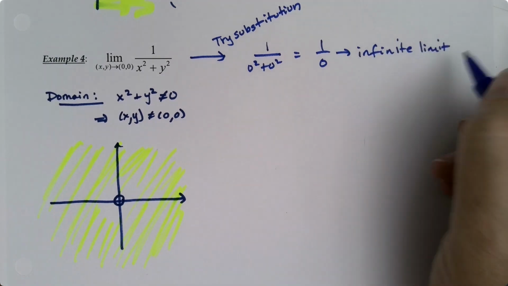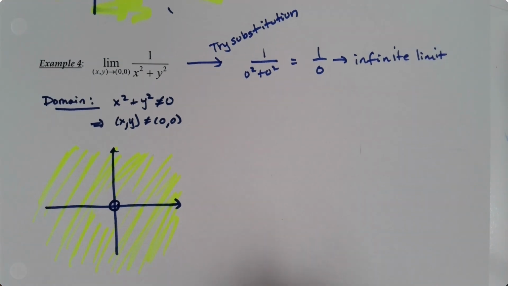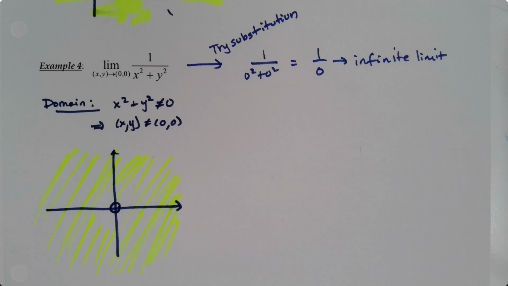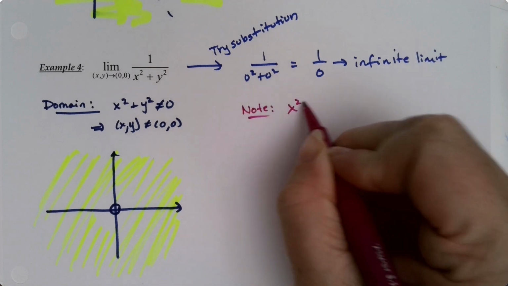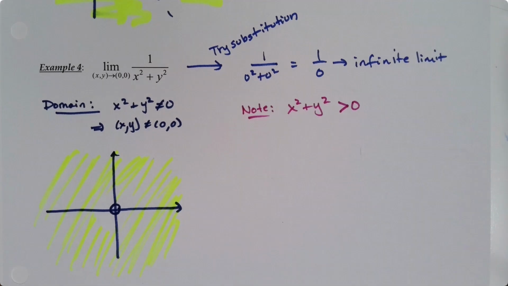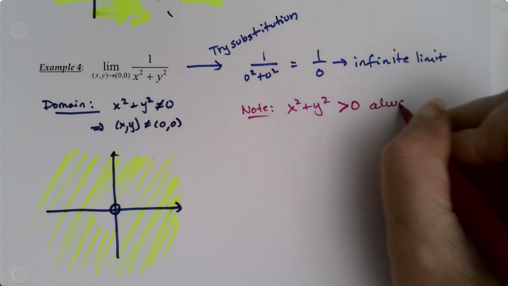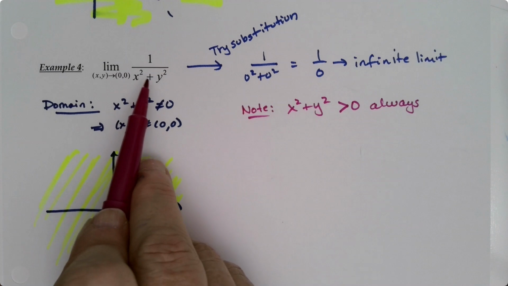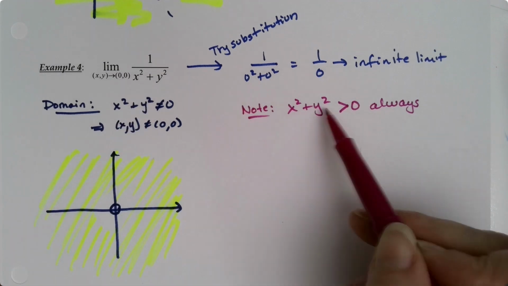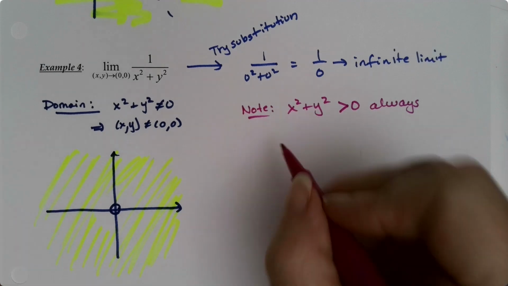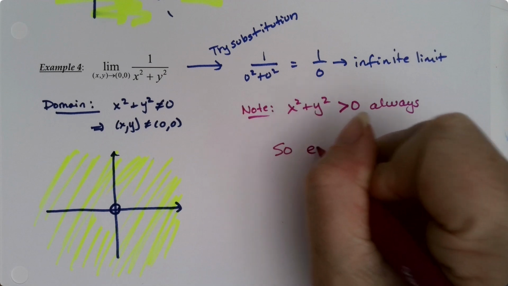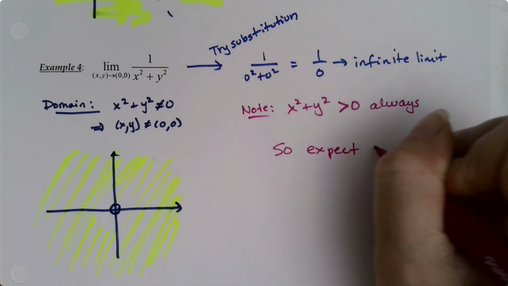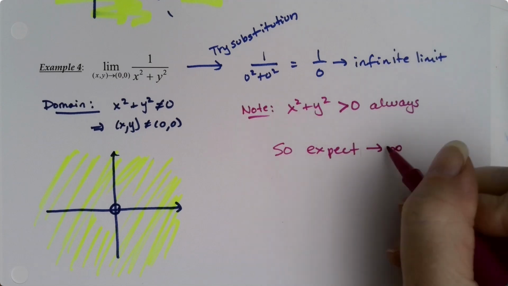Okay, now which way is this going to go? X squared plus y squared, because both of them are squared, they're always going to be positive. So we're going to note x squared plus y squared has to be greater than 0. Always. It always has to be positive. It can never be 0 because that would cause division by 0. And it has to be a positive number because both of these are positive numbers. So that means that whatever 1 over whatever it is, we expect the limit is going to positive infinity.